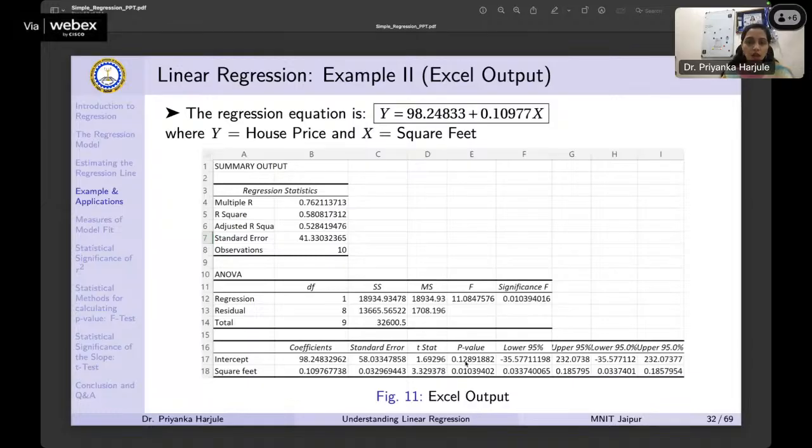Whereas for the intercept, it is not very significant, but otherwise also intercept is the value for which your x is 0.